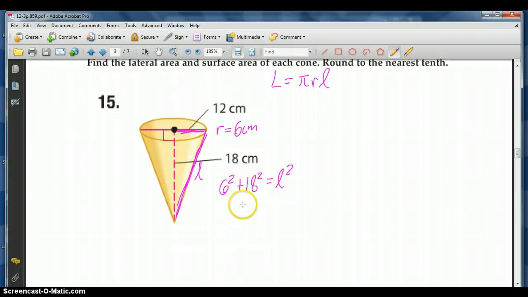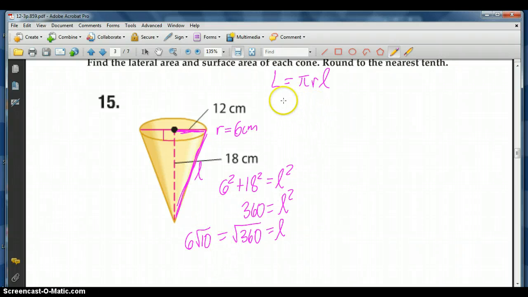And 6 squared plus 18 squared is 360. Therefore, L is equal to the square root of 360, which I could write as 36 times 10, and the square root of 36 is 6. So I can write this as 6 square root of 10 for my slant height. So my lateral area is pi times the radius, which is 6, times the slant height, which is the square root of 360, which rounds to 357.6 square centimeters.